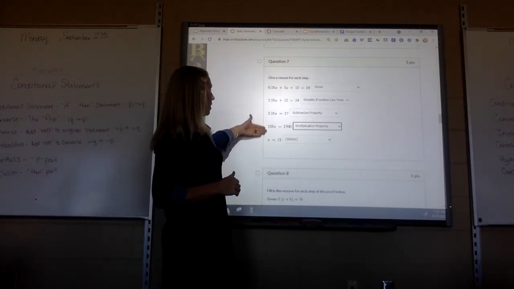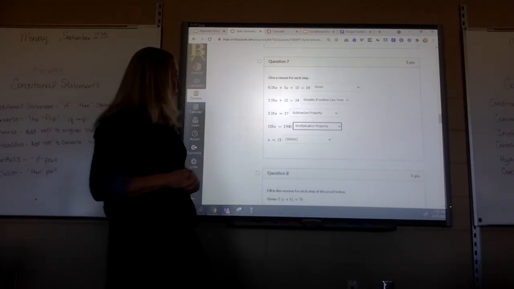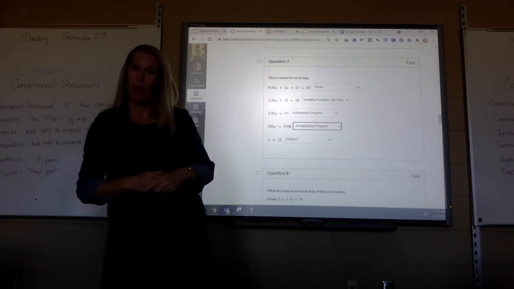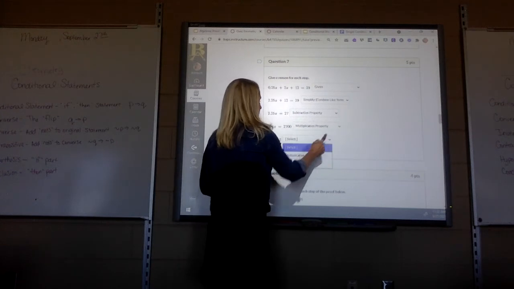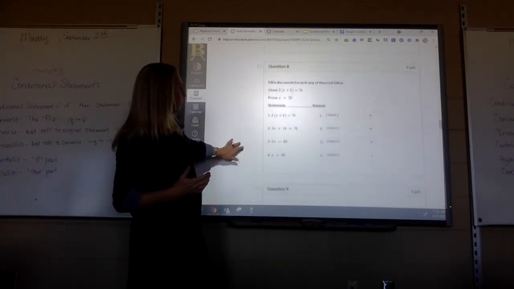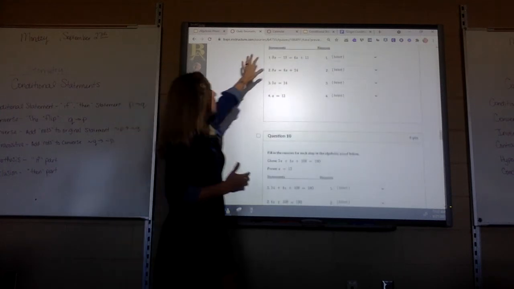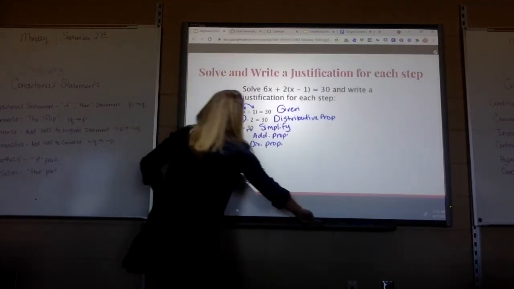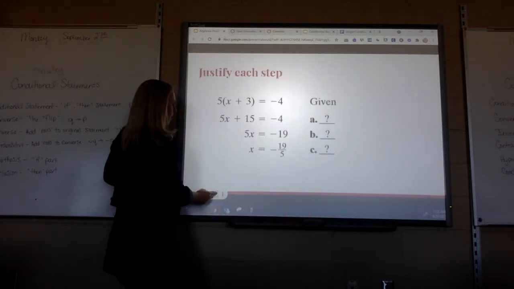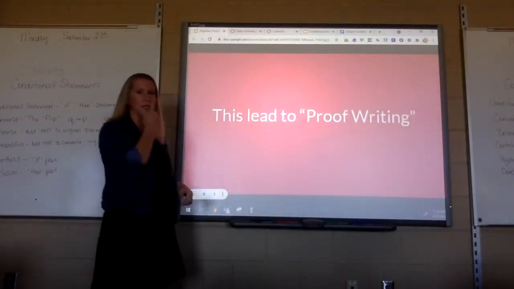Then how did I get from that step to the last step? I would be dividing by 225. That gives me the 12, so that's division property. So hopefully that helps with those. Okay, so back to this. All right, this leads to proof writing.